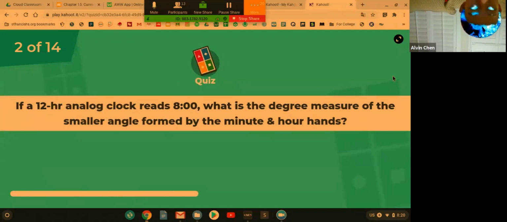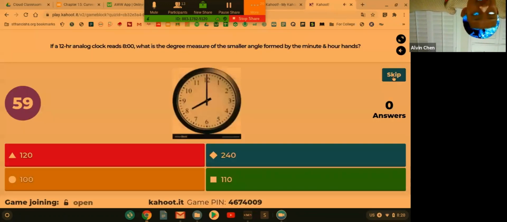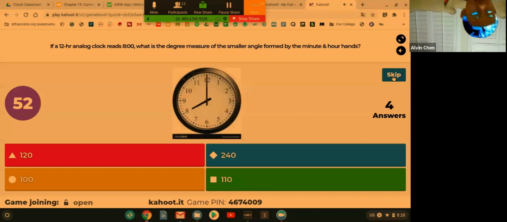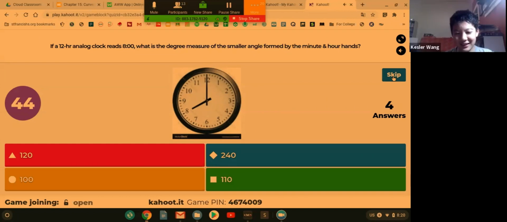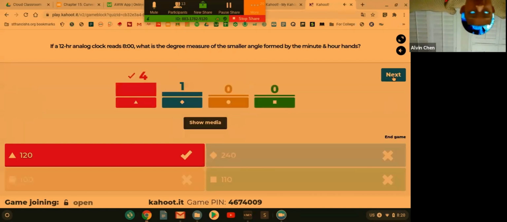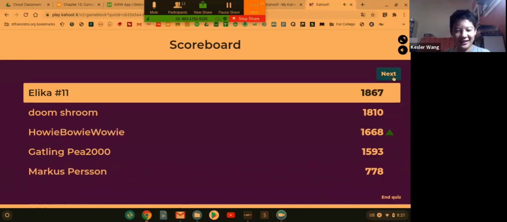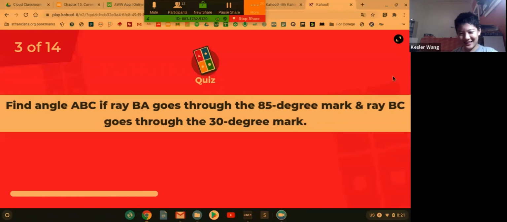I read the question. A 12-hour analog clock reads 8 o'clock. What is the measure in degrees of the smaller angle? Oh, the smaller angle. Come on. Dang it. Wait, it's 4. So 12, 360, 120. Dang it, I got it wrong. I got it right. Dang it, I'm still in 4th place.